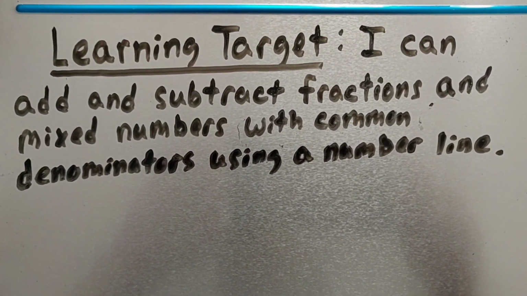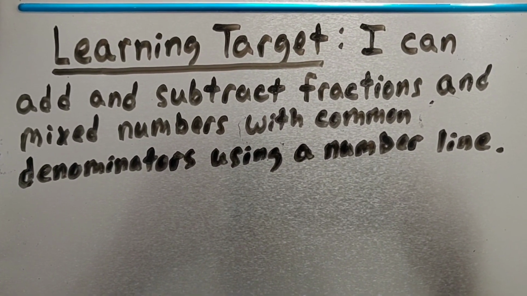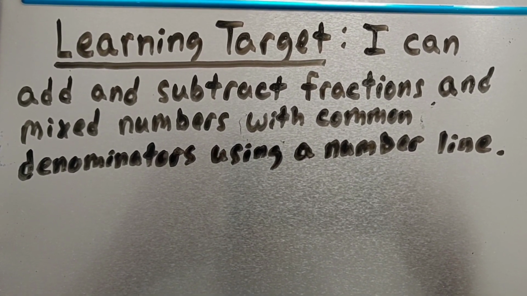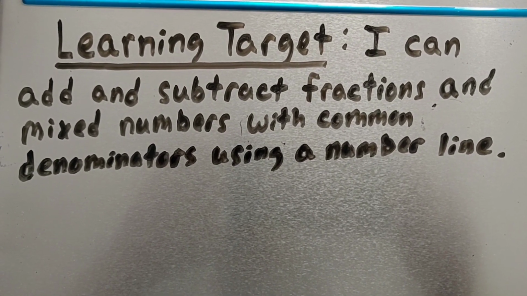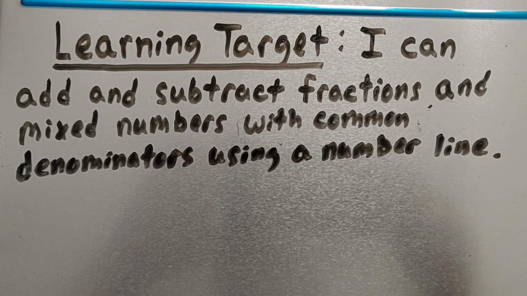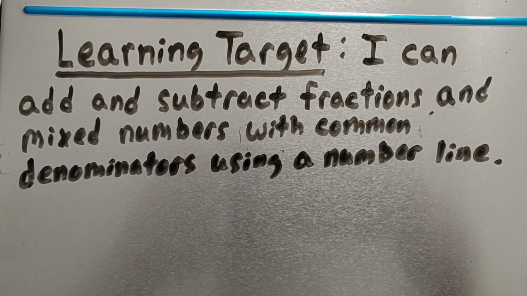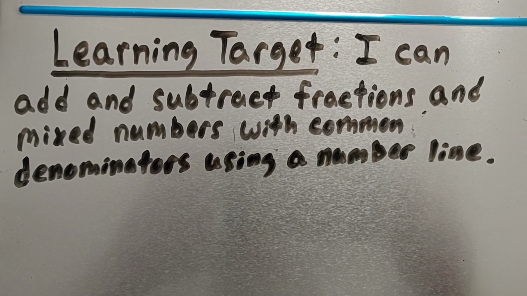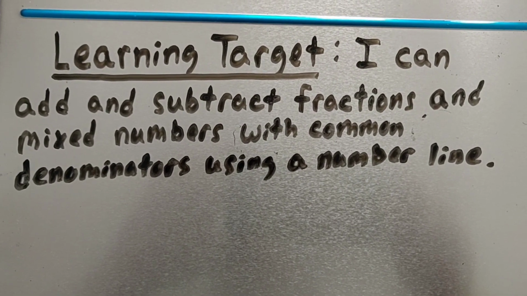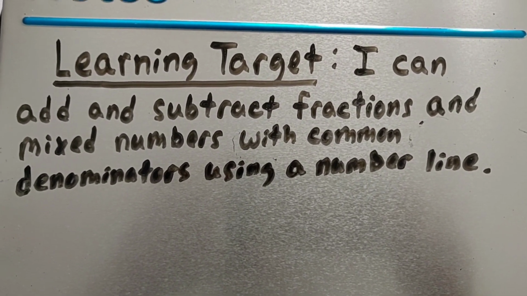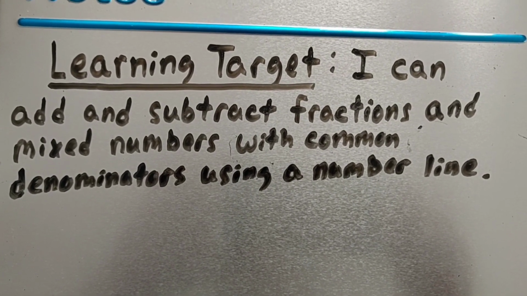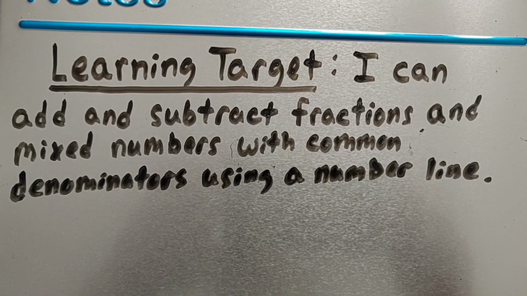Good morning, fourth graders. Our learning target in math today is: I can add and subtract fractions and mixed numbers with common denominators using a number line. So just like when we used models to add and subtract fractions and mixed numbers, the fractions and mixed numbers that we're going to be working with today are going to already have common denominators, so we won't need to find common denominators. But the difference between this lesson and the one I just mentioned is that today we're going to learn how to use number lines to add and subtract fractions and mixed numbers.